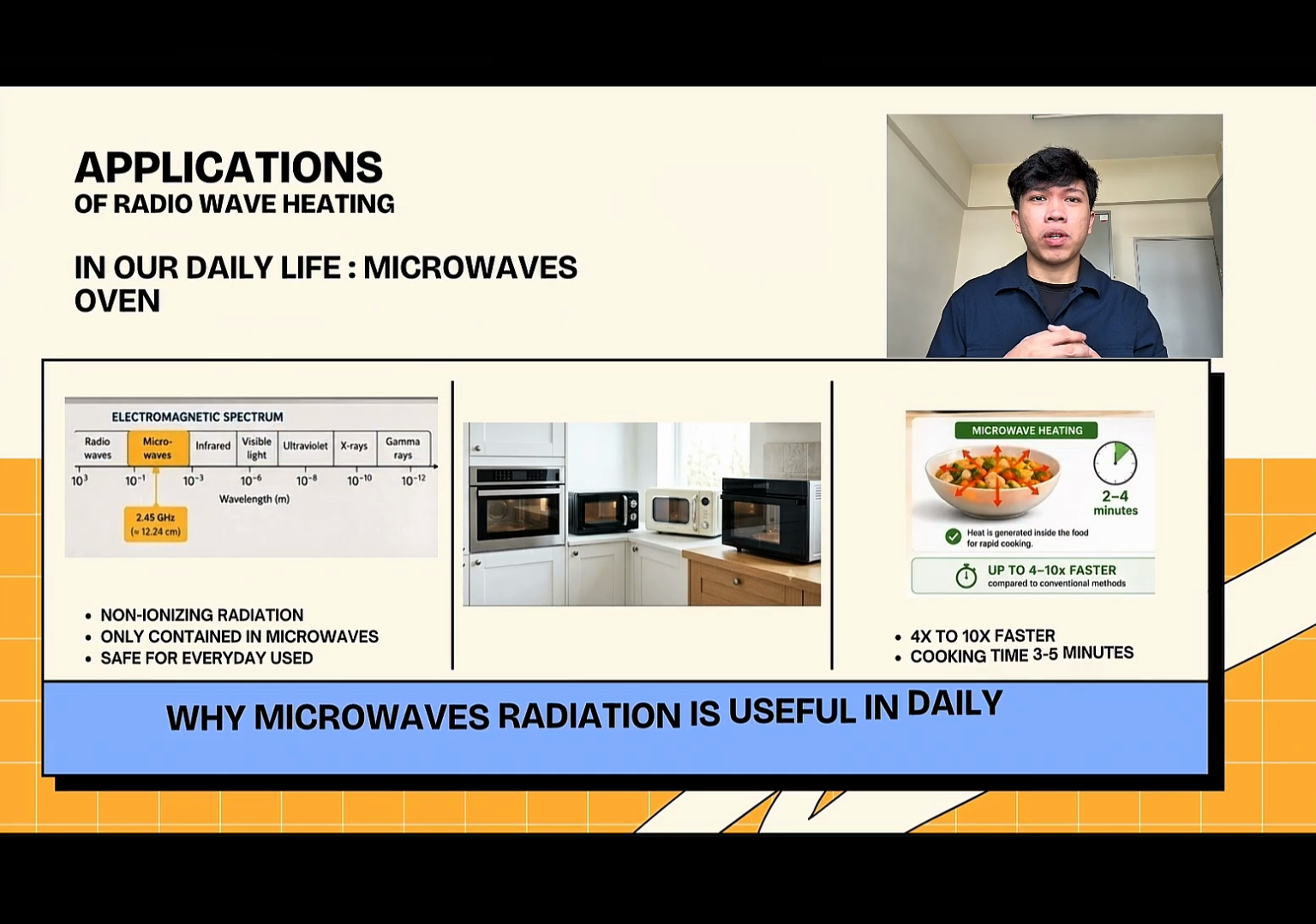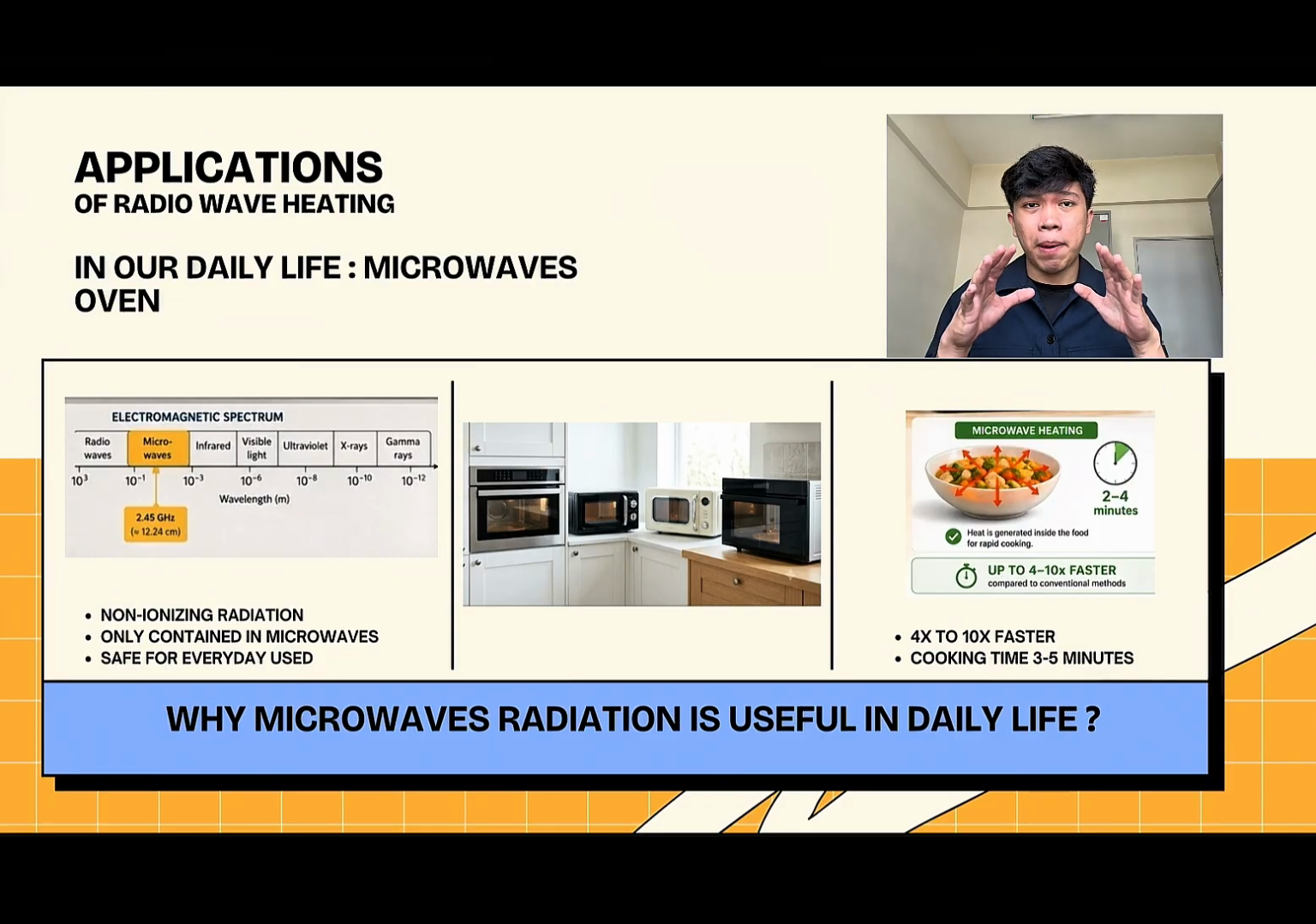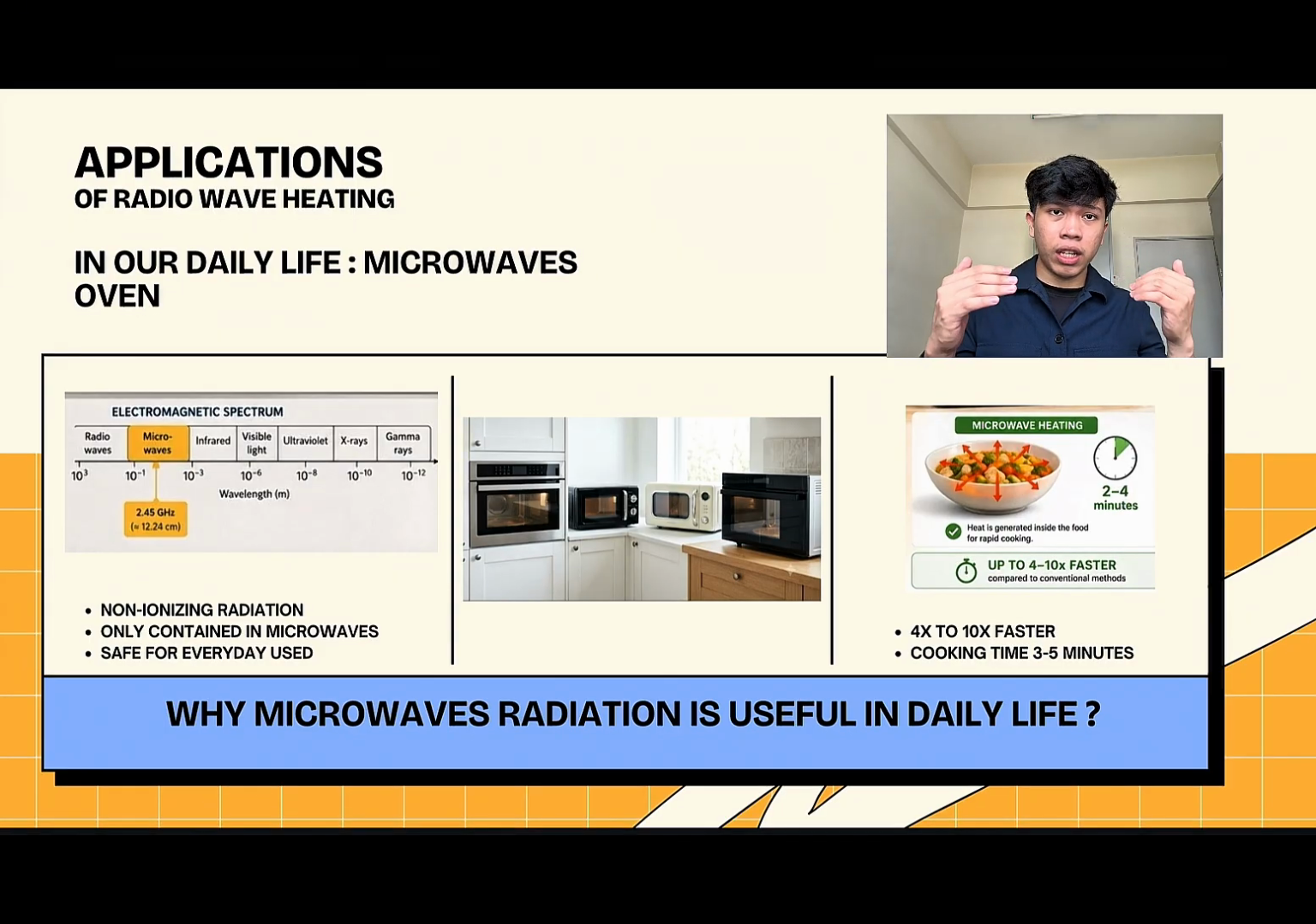Hi everyone, my name is Wanas Rasha. Today I will be explaining the application of radio wave heating in our daily lives. As we know, in our daily life we use a lot of microwave ovens. But why? It's because it is so much faster, 4 to 10 times faster, and it can reheat your food at a very low frequency. Therefore, it is safe to use for those people who want to reheat food for their kids.